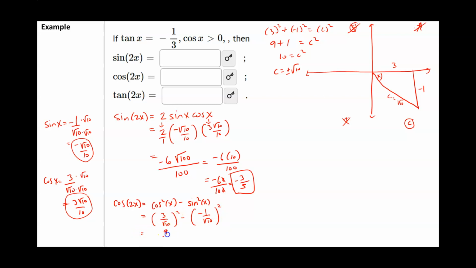Now 3 squared is 9, and radical 10 squared is 10. Remember that if you have radical x and you square that, it just gives you x. It's one of the properties of square roots. The radical and the square, they undo each other. Always do the exponent first, so the minus sign just comes down. Negative 1 squared is 1, and radical 10 squared is 10. So 9 minus 1 is going to be 8 over 10, and if you reduce that, this will be 4/5. And then the tangent we'll save for class.